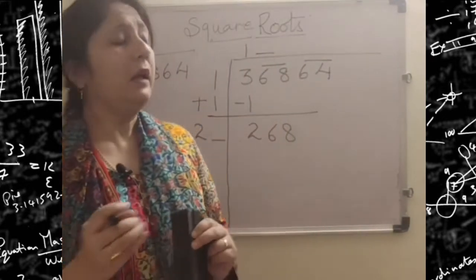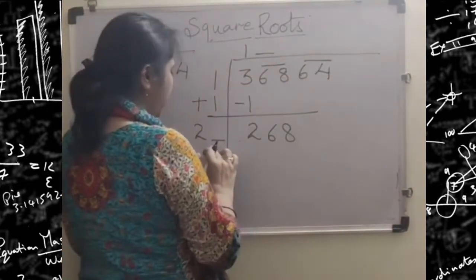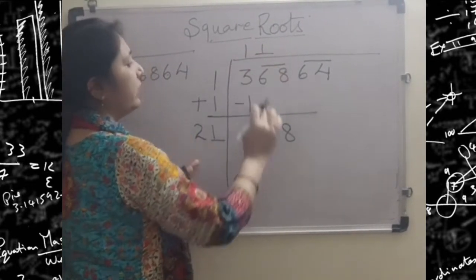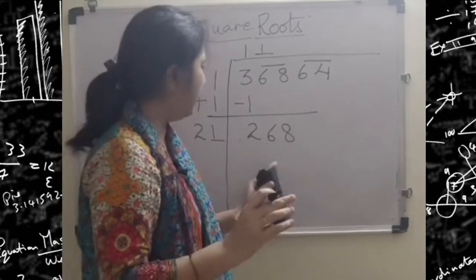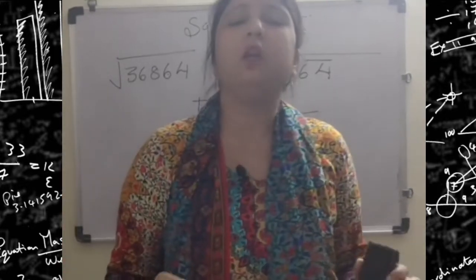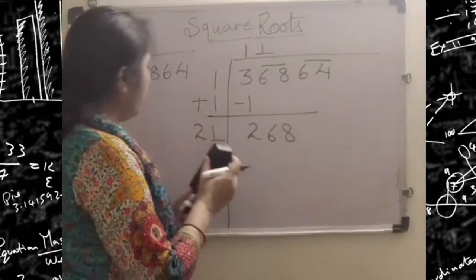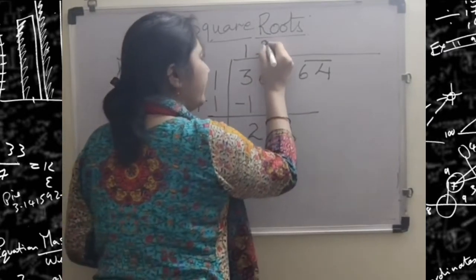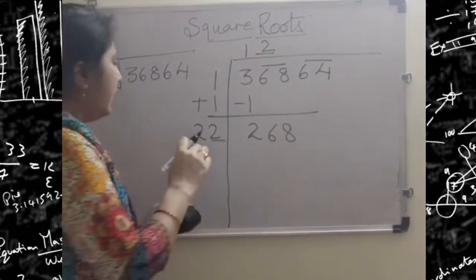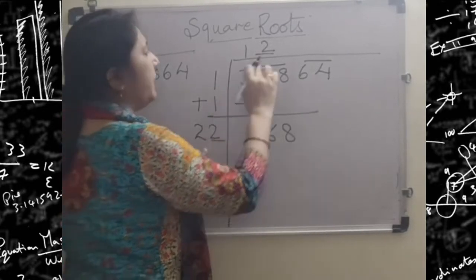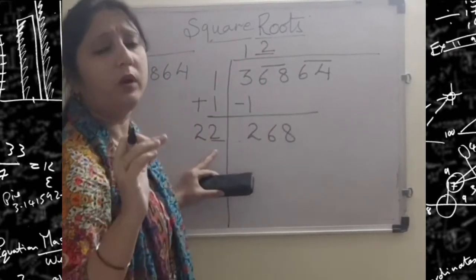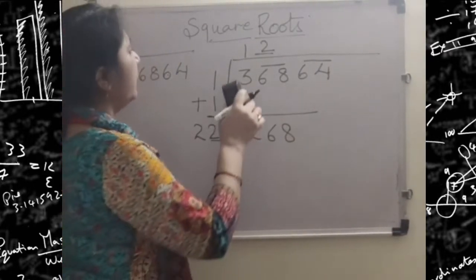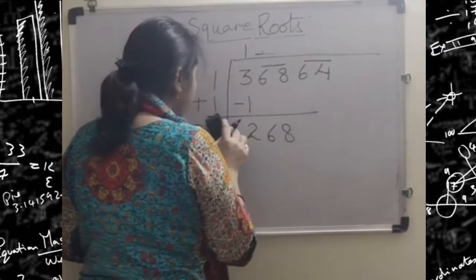What should I write? If we take 1, then it will become 21. Isn't it? And here also it is 1. So 21 ones are 21, which is very small in comparison to 268. So we cannot take 1. If you take 2 over here and 2, the same number you have to write in the quotient, then 22 here is the 2-digit number. 22 multiplied by 2 is 44. Again very small in comparison to 268. So we have to take large number.